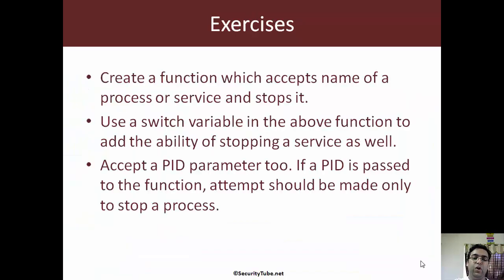Now let's move on quickly to some exercises. Create a function which accepts the name of a process or service and then stops it based on that name passed to it. Once it is done, use a switch variable in that function to add the ability of stopping a service as well. Okay, so you need to first create a function to stop a process and then add the ability to stop a service.